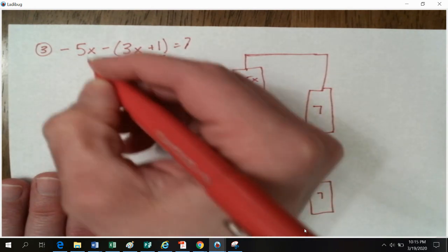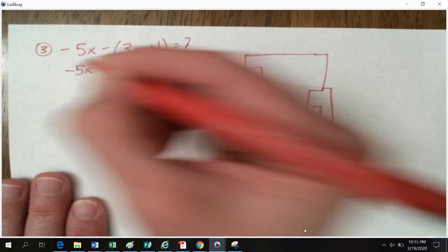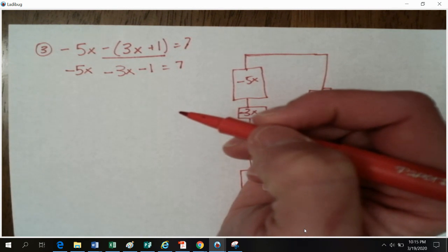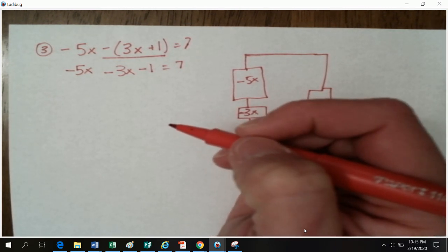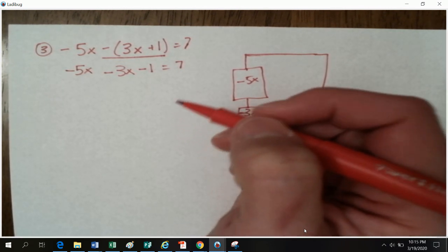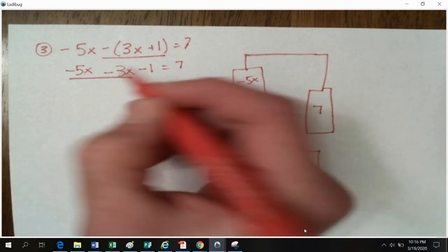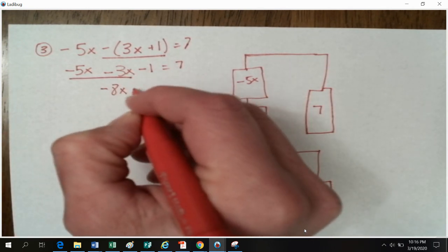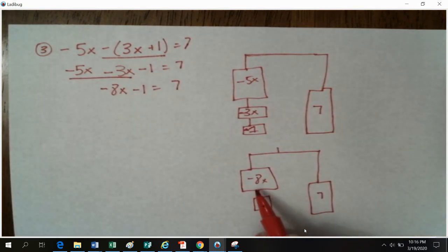We've got negative 5x. Let's just bring it down. It is not involved in taking the opposite. All right, so now we've got like terms we need to combine. Negative 5x minus 3x is negative 8x. Minus 1 equals 7. That's exactly what we've got here.